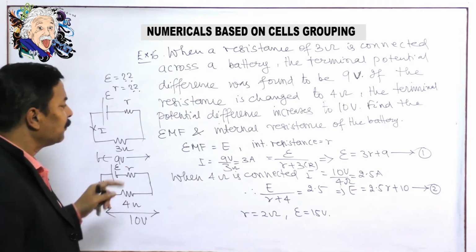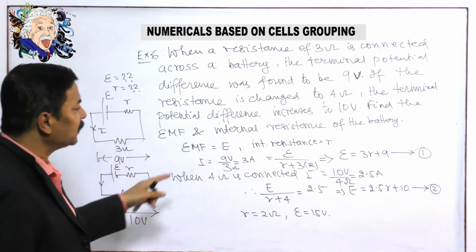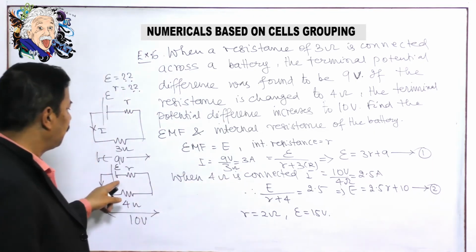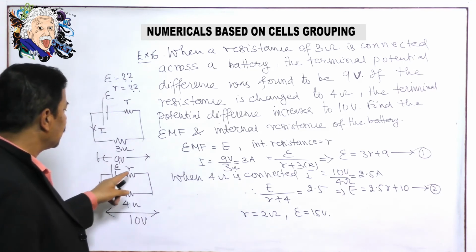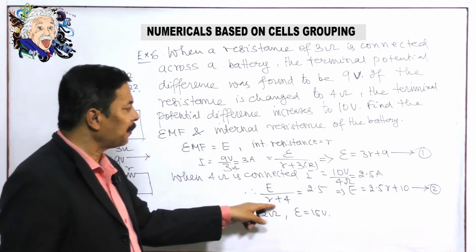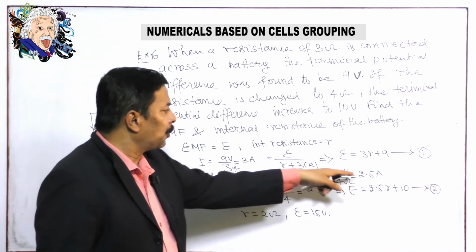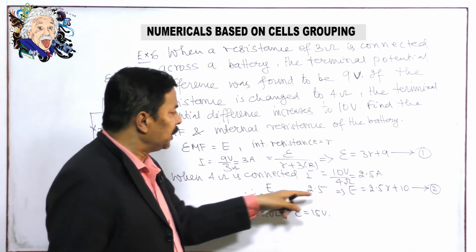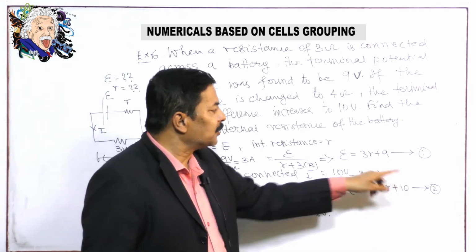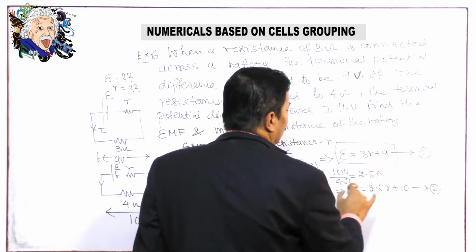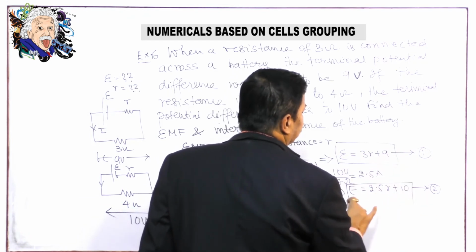Now the same value of current is total EMF by total resistance. Total EMF is E and total resistance is R plus 4, and this you are getting as 2.5 ampere. So E is equal to 2.5 into (R plus 4). This is one equation, and this is your second equation.